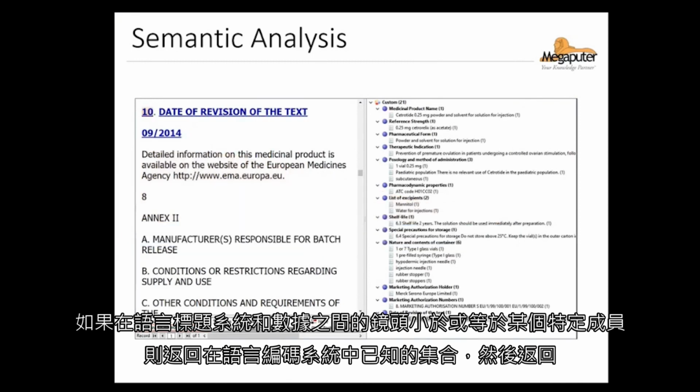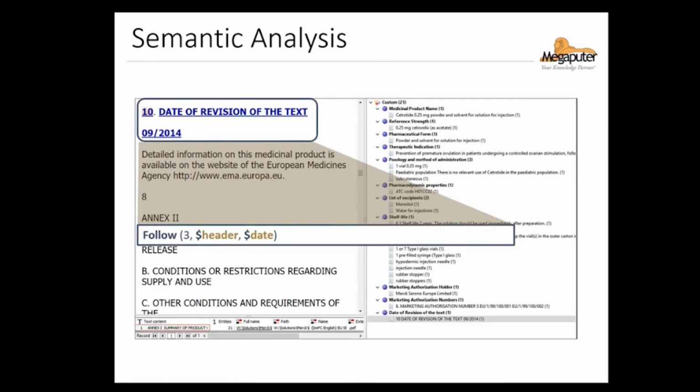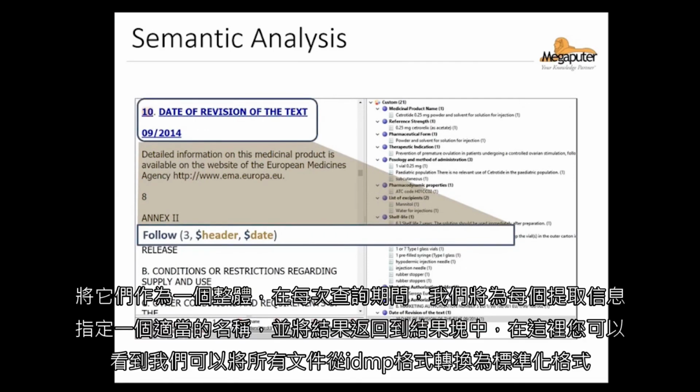And next, if the length between the section header and the date is smaller than or equal to a certain number, then we will return them as a whole, as you can see here. The length I set here is 3. If the length between the header and the date is within 3 characters, then we will capture them as a whole.